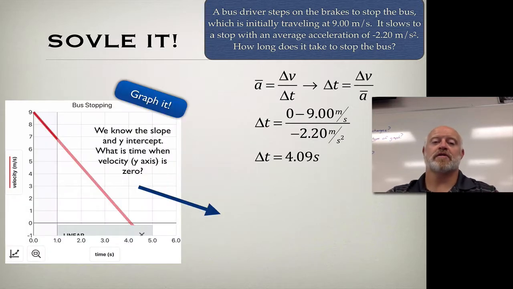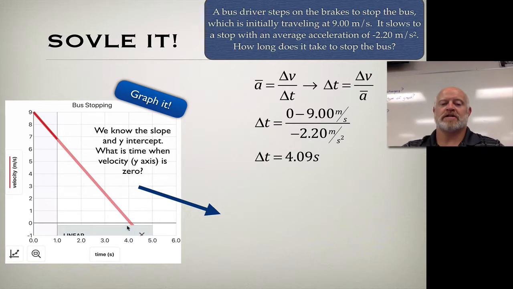Now, if we're looking at this graphically, we see that the slope is known in this problem and the y-intercept is known. So what we're looking for, in this scenario, because we know that we are going to go from a velocity of 9 down to a velocity of 0, is where it crosses the time axis, which we don't really know.